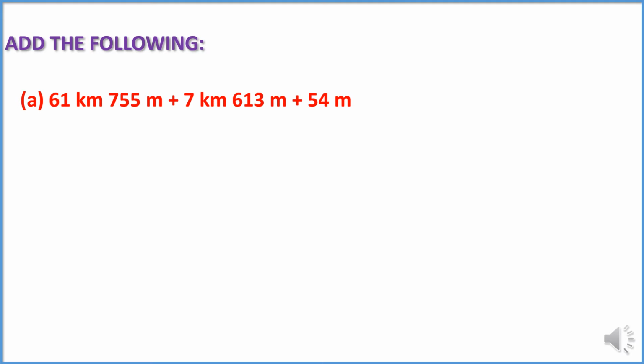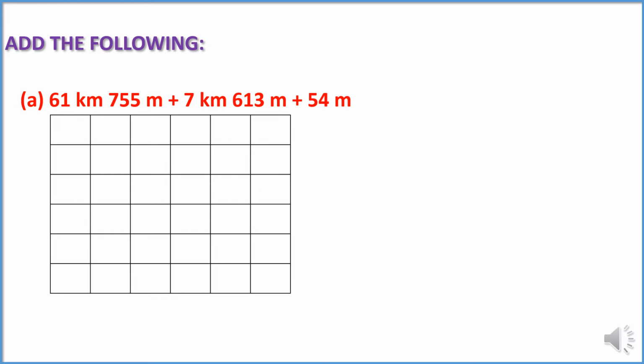Children, here we have to arrange the kilometers and meters column. So let us make two columns, kilometers and meters, and then we will arrange the numbers accordingly. 61 kilometers 755 meters. Then 7 kilometers 613 meters. The next is 54 meters.